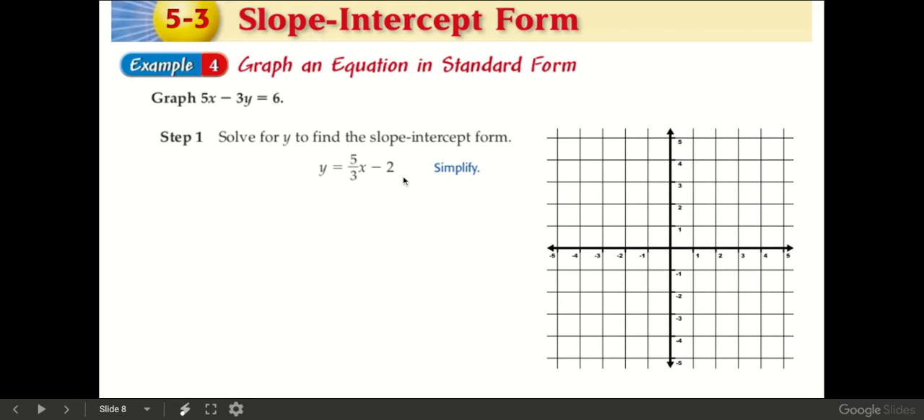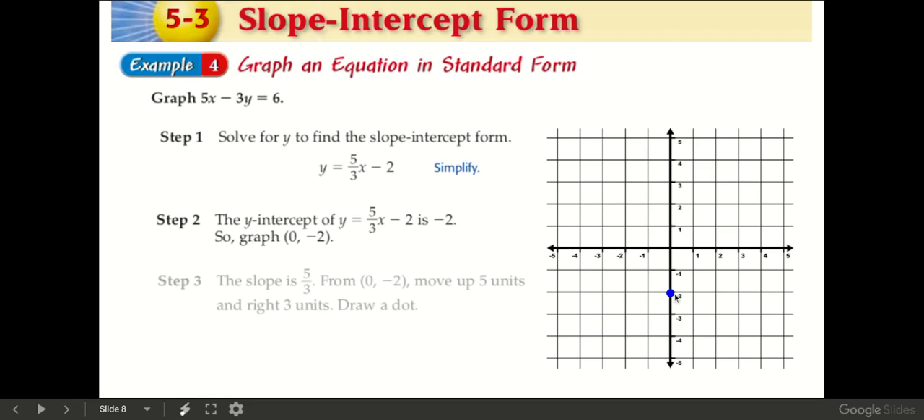So here's my graph. I'm going to start with the y-intercept. I know the y-intercept is at -2. So that means on my y-axis, I'm going to go down 2. And it would be at this point right here that my line is going to cross the y-axis, at 0, -2. And then the next step is I'm going to count my slope.